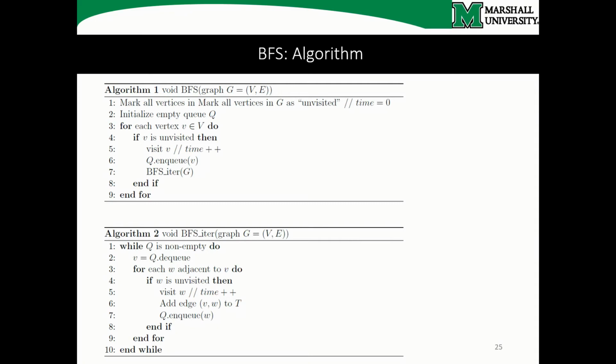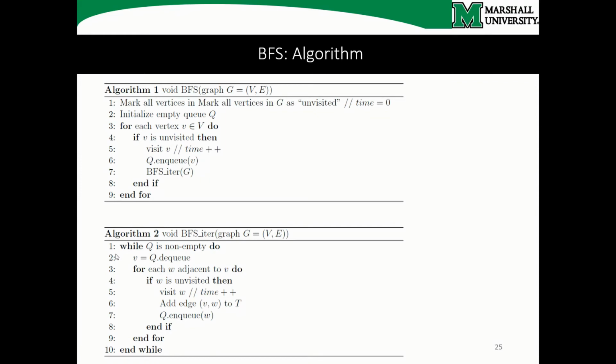One way to visit the vertex is we can print it out, or we can keep track of a variable inside of a node that represents a vertex, and we will keep track of the time when it was visited. The next step is we will insert that node into the queue. Then we will go to our next step of the algorithm.